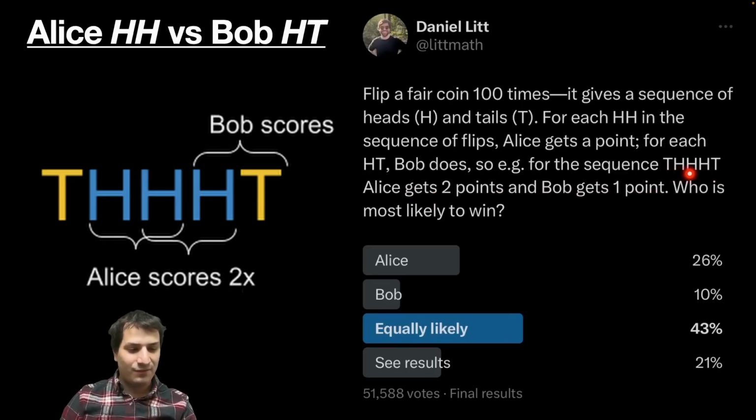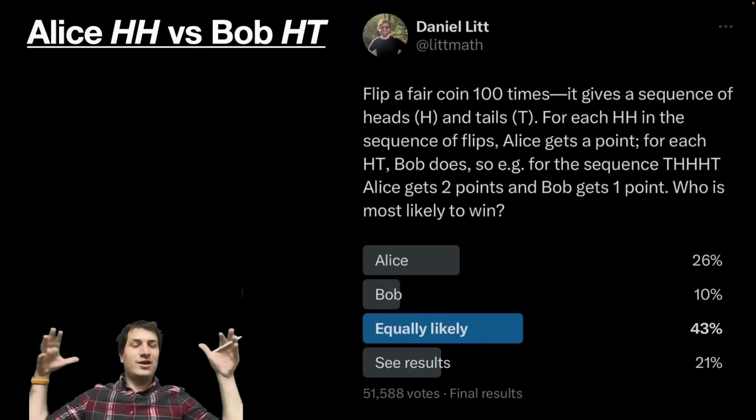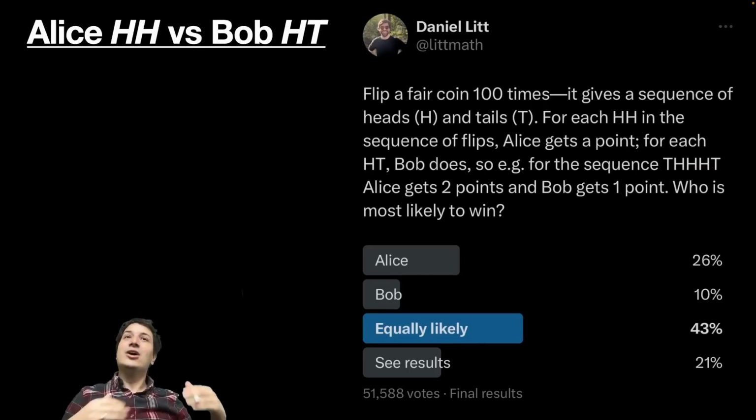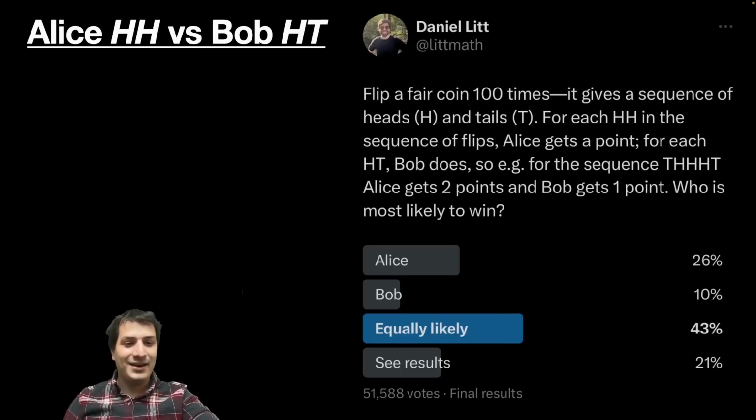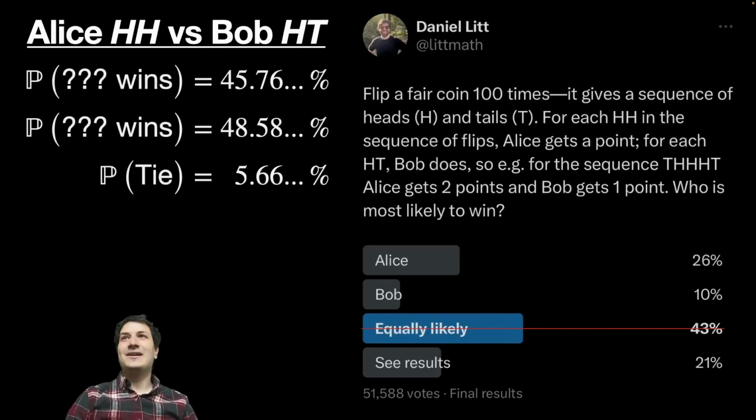Alice gets 2 because there's the first heads heads and the second heads heads, but Bob only gets 1 from the last heads tails. And the question is, in this sequence of 100 flips, at the end of flipping 100 coins, who is more likely to have more points, Alice or Bob? And on Twitter, of course, most people thought it was equally likely. That is wrong. That's the thing that makes this exciting. One of these two players is slightly more likely than the other to win.